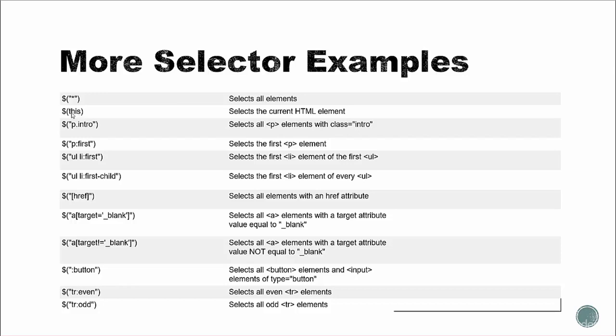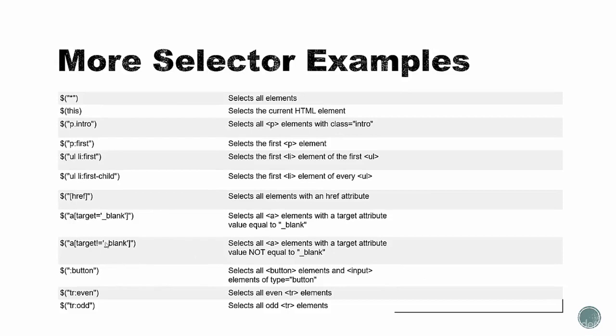If we're in, let's say, a current function or a current element, we can use this to select it. Here you can see we're selecting all the paragraphs with the class of intro. Here we're selecting the first paragraph element. Here we're selecting the first li inside of a UL. Here's the first child li. This is going to select all elements that have an href attribute, so we can actually select elements by their attributes. We can even go a step further and select all the elements that have an attribute equal to a certain value, or even attributes that are not equal to a certain value.